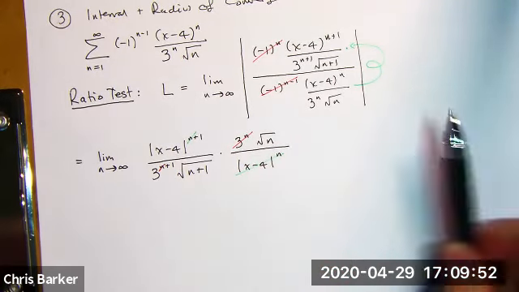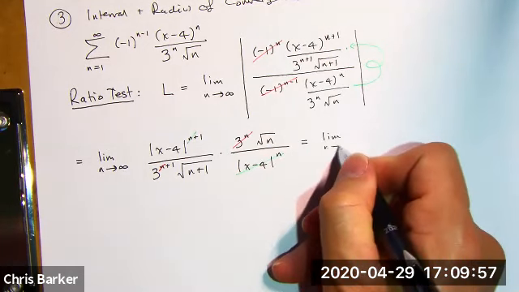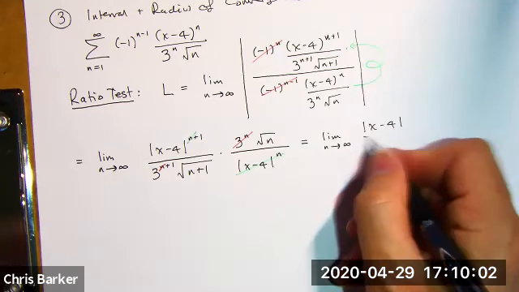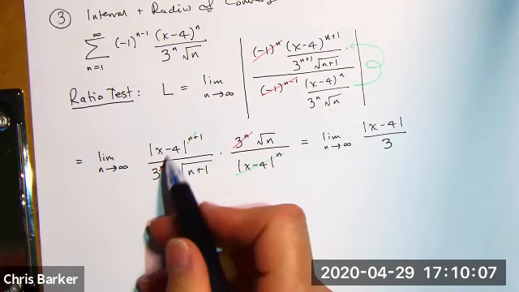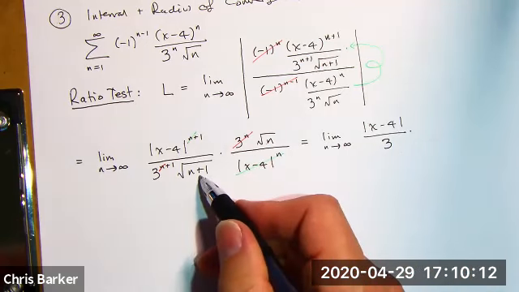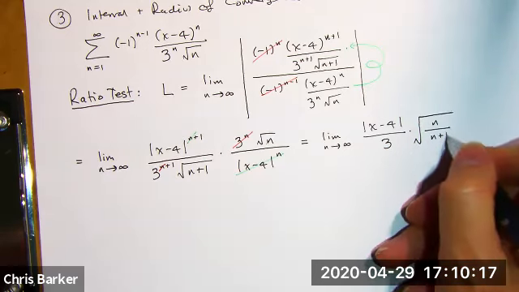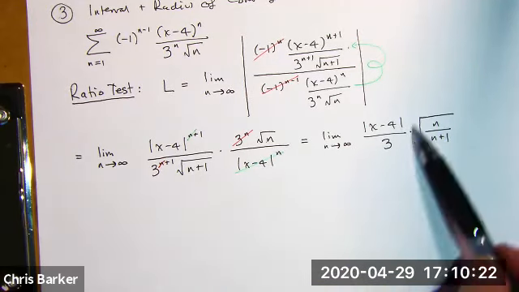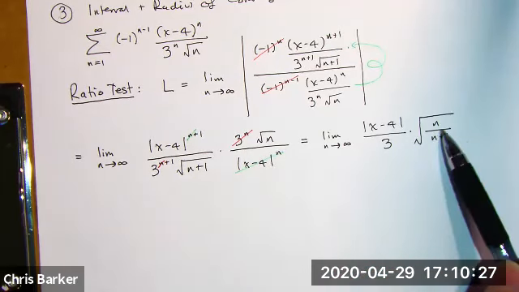So collecting up the leftovers, we have the limit as n goes to infinity of the absolute value of x minus 4 over 3. These are the two components that don't involve n, times, and then we have the root of n over the root of n plus 1. I'm going to write that as one big root. That's the same thing, isn't it? Root n over root n plus 1 is the same as the big root of n over n plus 1.